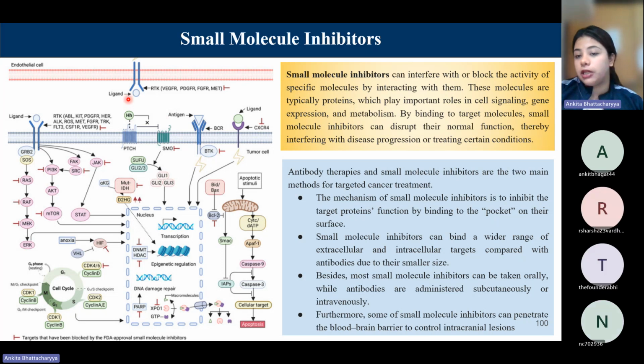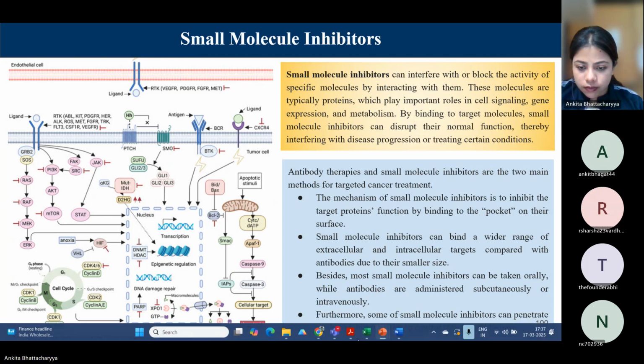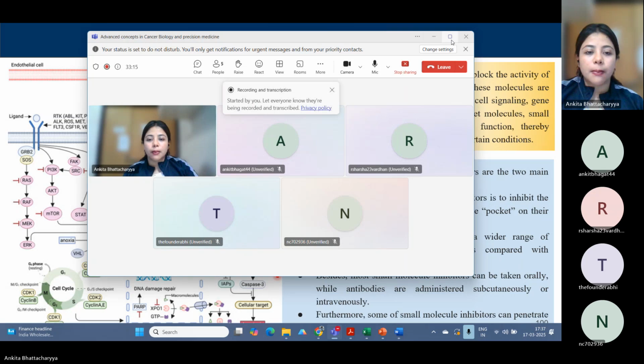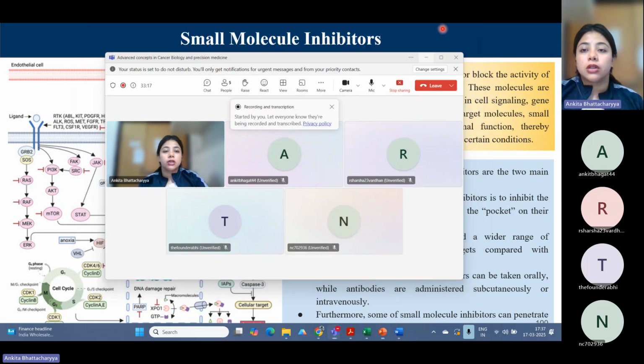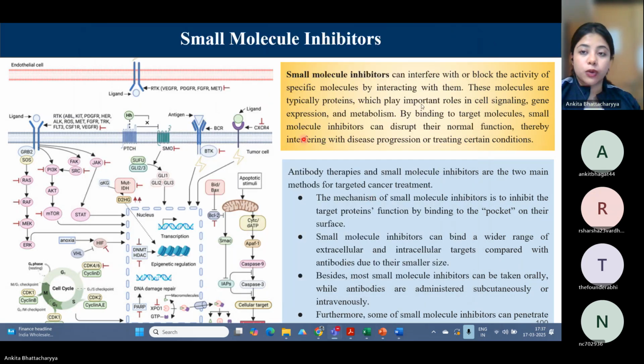You might already be familiar with a lot of them here. What you see here is a schematic which shows the basic key signaling pathways which are necessary for a cancer cell. The first one you're already familiar with is the RTK signaling pathway, or the receptor tyrosine kinase signaling pathway.